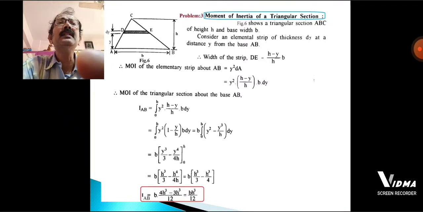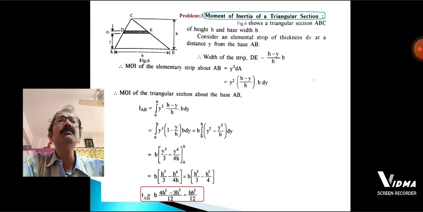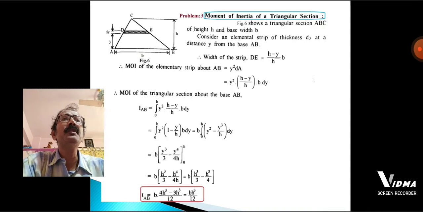Now in this case, problem 3 is the moment of inertia of a triangular section.